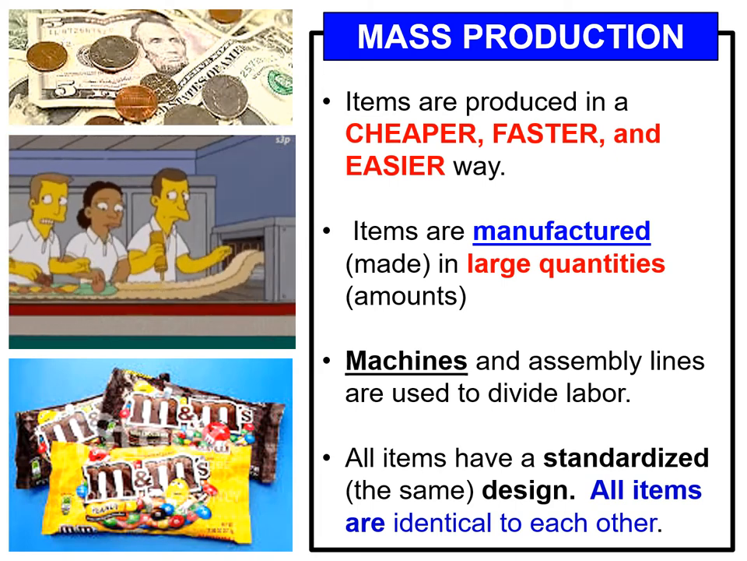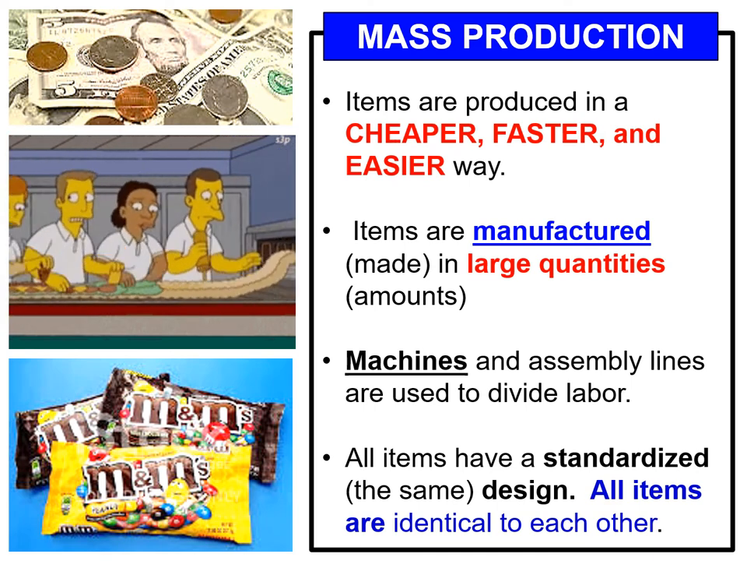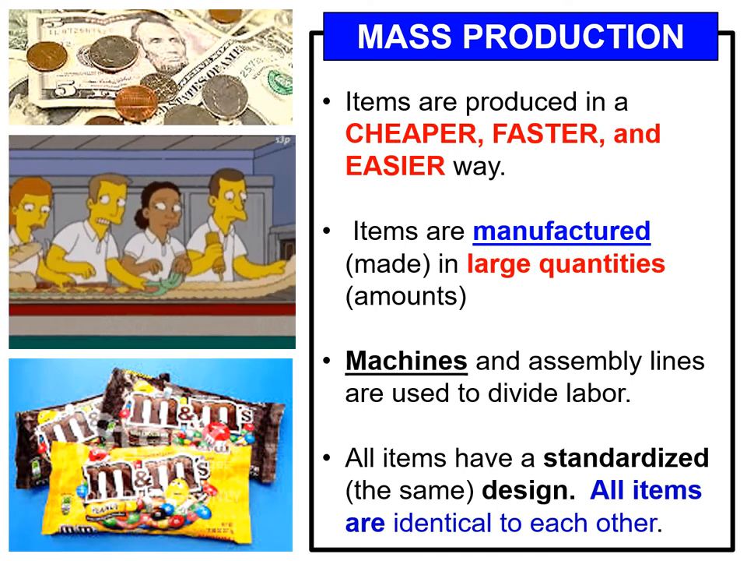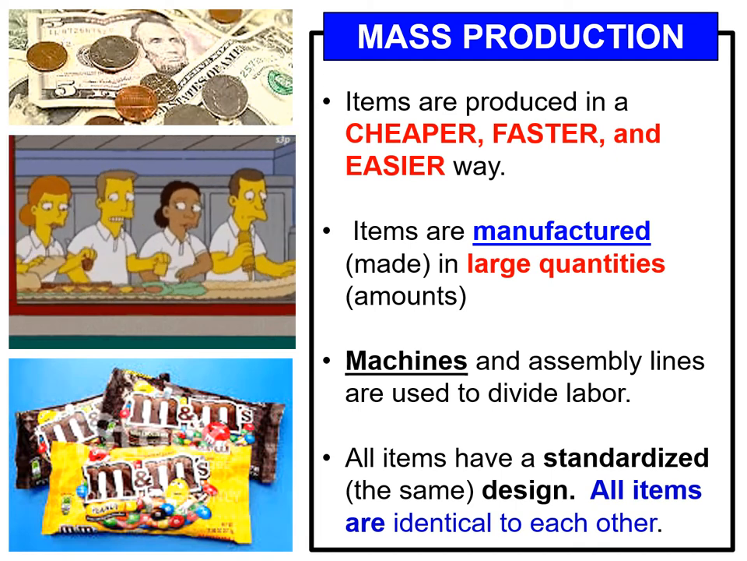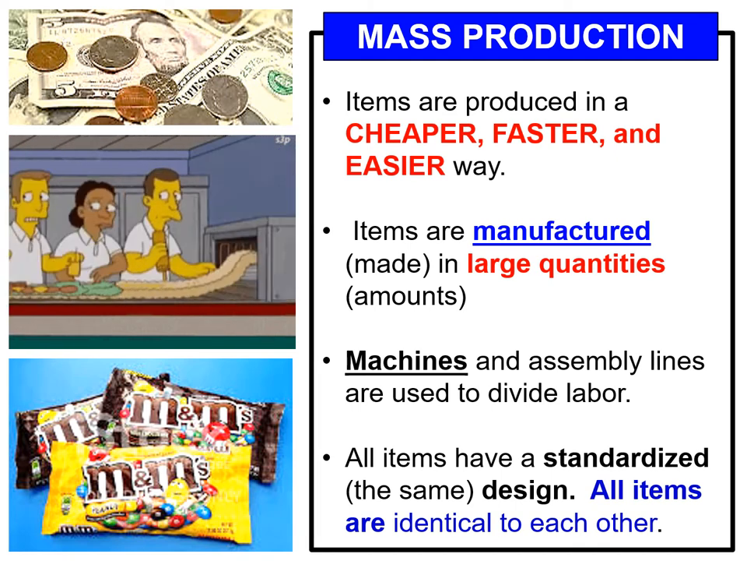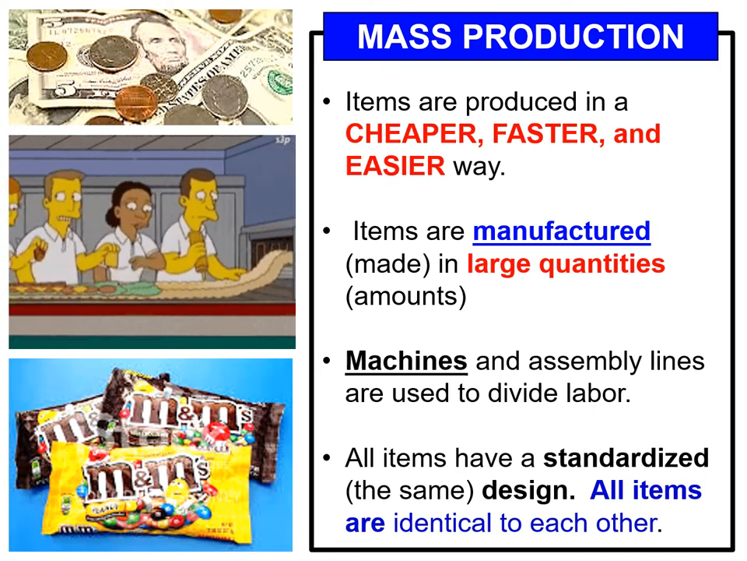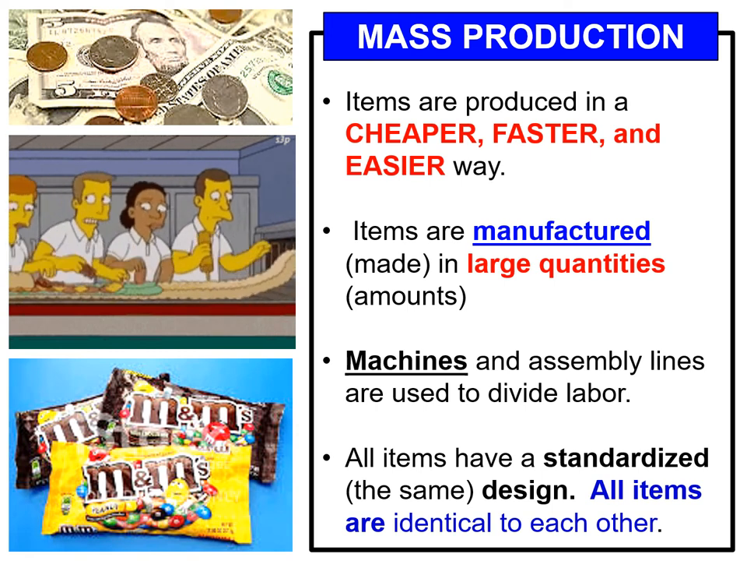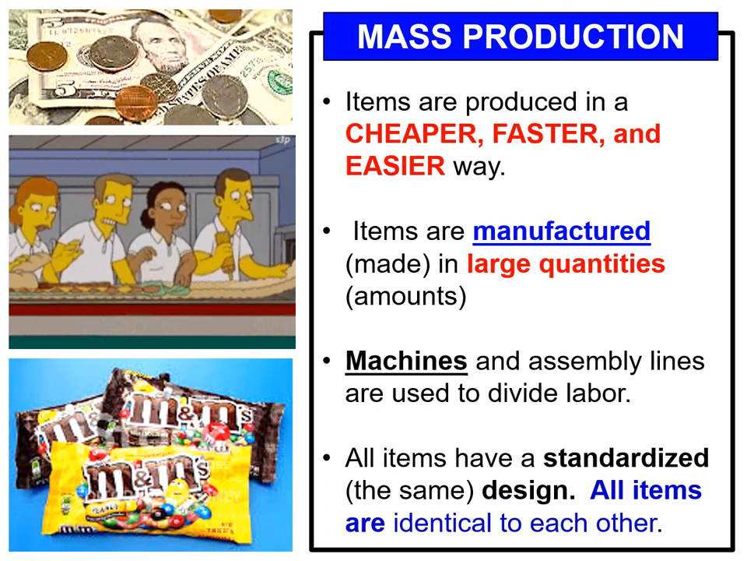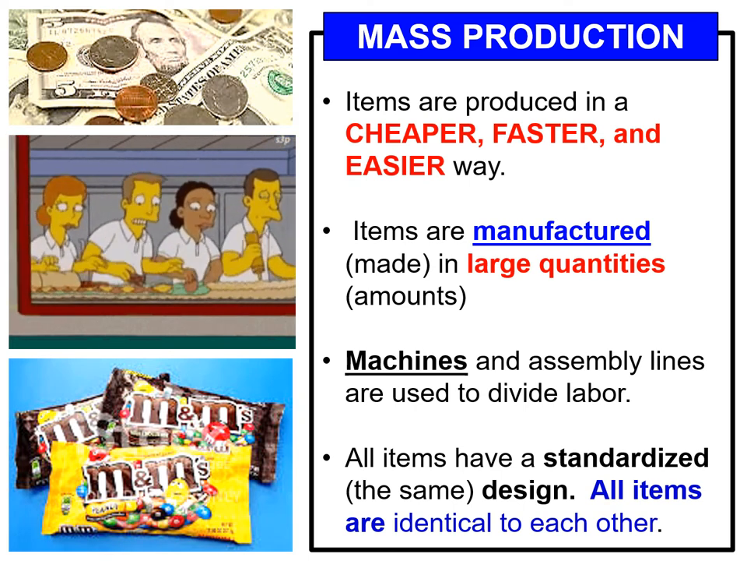Now, all the items I said are standardized. They're the same design. Think about candy. If you open up a bag of candy, it's going to be the same. If it's chocolate, it has chocolate. They all have about the same size, the same color, the same shape. The items are identical to each other.